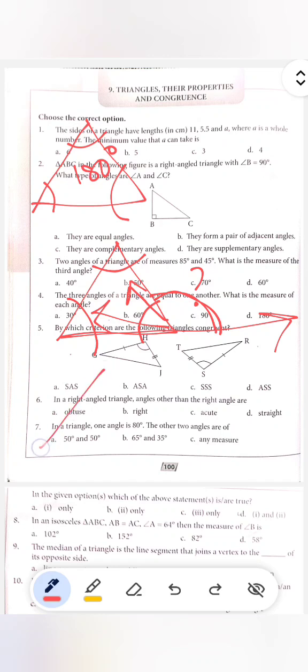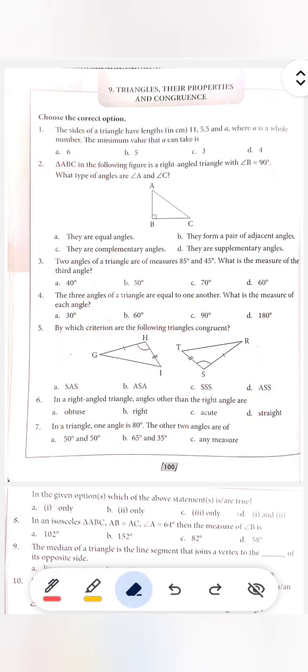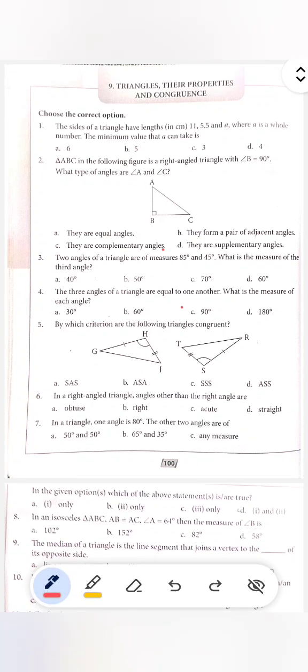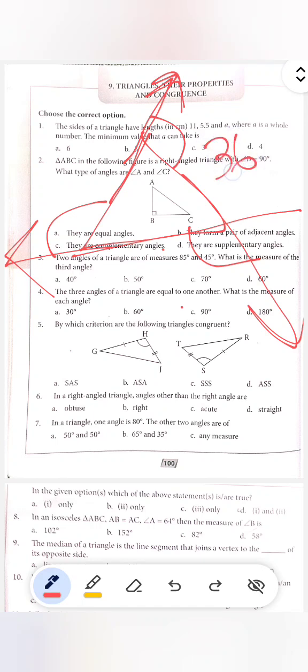Similarly, another property is that an exterior angle and its corresponding interior angle sum to 180 degrees, as they form a linear pair. These are the angle sum properties. Another property is that the sum of the exterior angles of a triangle is equal to 360 degrees. All these properties and activities are already covered in videos uploaded earlier. You can go through those videos.